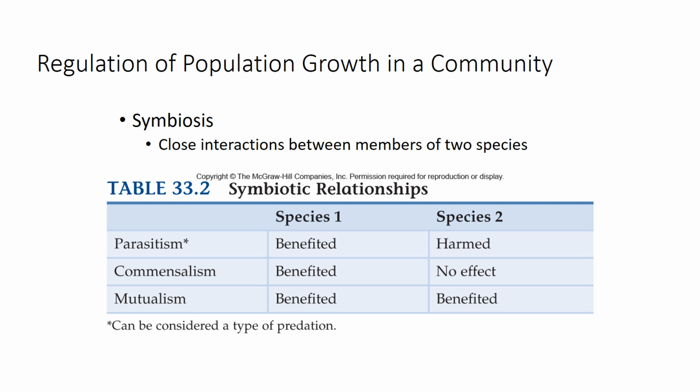Now, just some examples of symbiosis here that you can have. Symbiosis is just the close interactions between members of two species. With parasitism, parasitism is kind of a slow sort of predation, and that's where one species gets helped and the other one gets harmed. Commensalism is where one species gets helped and then there's no effect on the second species. It's not harmed, it's not helped. And then mutualism, that's when both species benefit each other.